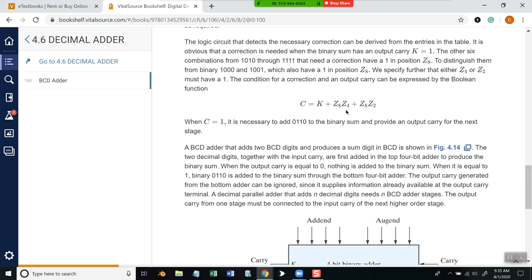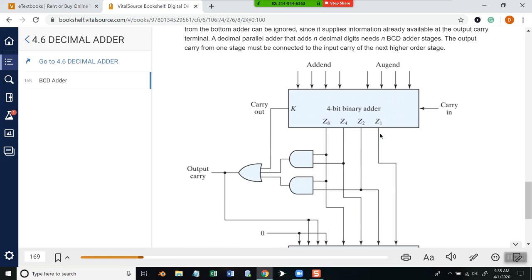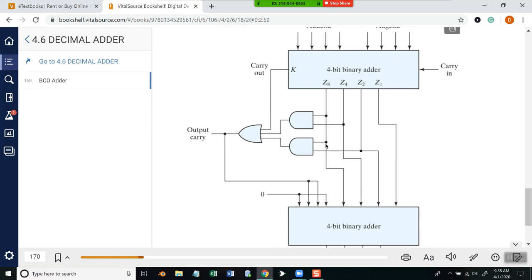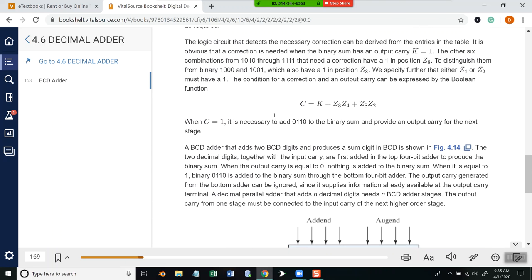That's the second term right here. Our last term, Z8, Z2: we have Z8 coming down here, we have Z2 coming in here, so they're coming into an AND. And all three of these, the K, the Z8 Z4, the Z8 Z2, are coming into an OR gate, so that's the plus between them. And then that's going out to our output carry, which is this right here.